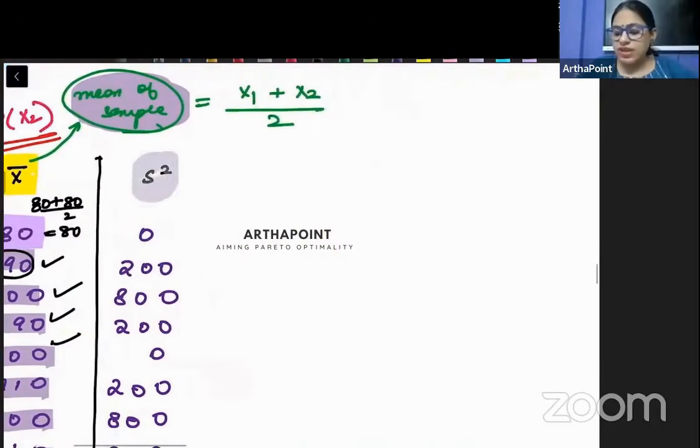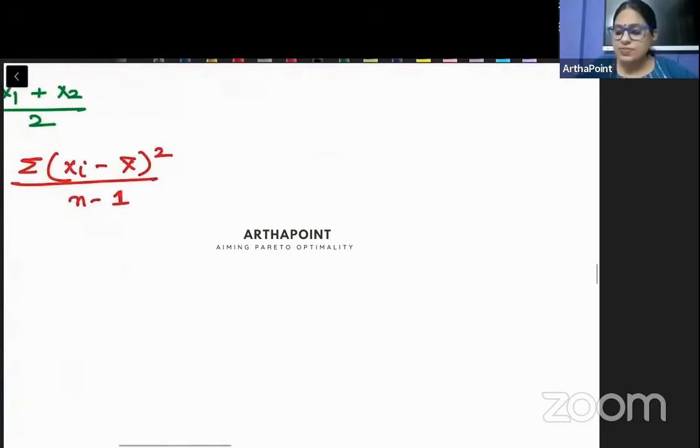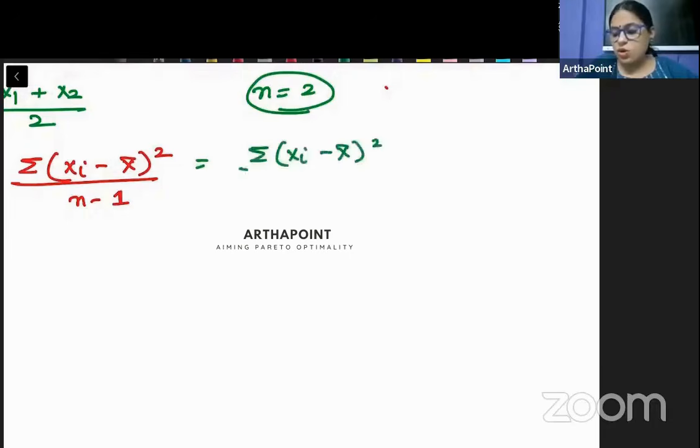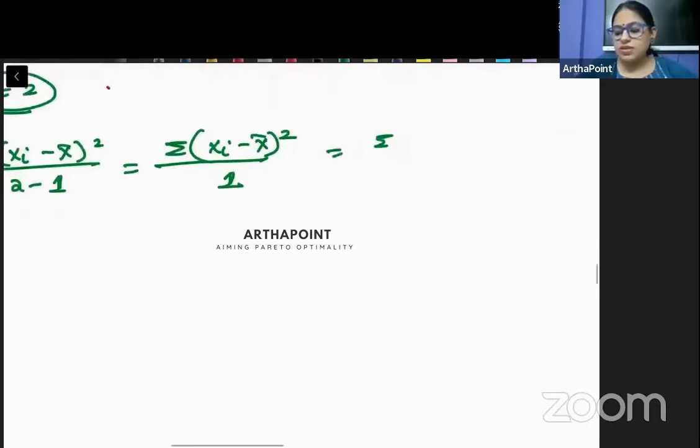Now let's talk about the variance of the sample. What is the formula for the variance of the sample? Summation xi minus x bar whole square divided by n minus 1. In this case, beta, we know that my sample only consisted of 2 observations. So this will be summation xi minus x bar whole square divided by 2 minus 1, that is, divided by 1. So this will be nothing but summation xi minus x bar whole square.